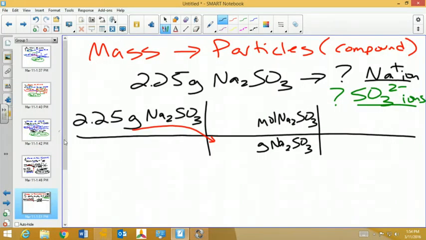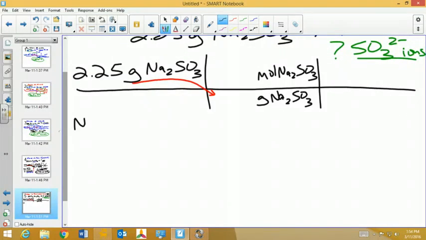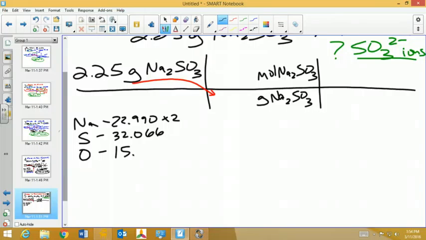How will I find the number to put in here? I need to find the molar mass of sodium sulfite. So I have sodium, and I have sulfur, and I have oxygen. So sodium's is 22.990. I want to multiply it by 2 because I have 2 Nas present there. Sulfur is 32.066, and just one of those. Oxygen is 15.999, and we're going to multiply it by 3 because I have 3 of them in my formula.